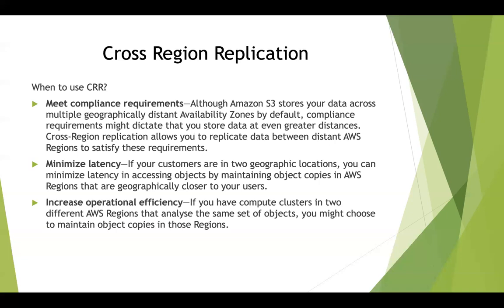And the next reason why you have to use that is to increase your operational efficiency. So let's say, for example, you have 2 compute clusters in 2 different AWS regions that analyze the same set of objects. You might choose to maintain the object copies in those regions, because we saw with cross-region replication, each and every object that you put into your source bucket is automatically replicated to the destination bucket, which is in a totally different region. So if you want to do a compute analysis on both of your S3 buckets' contents, it will be identical because you have used cross-region replication. So for these three reasons, we can go ahead and use CRR.